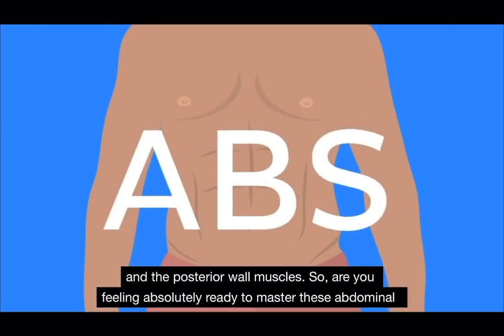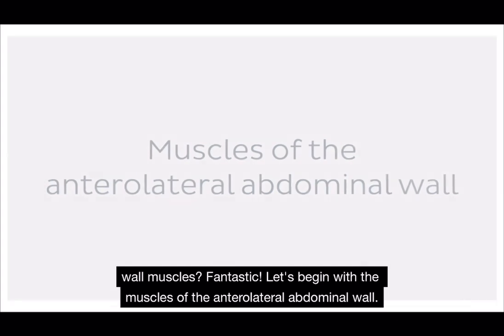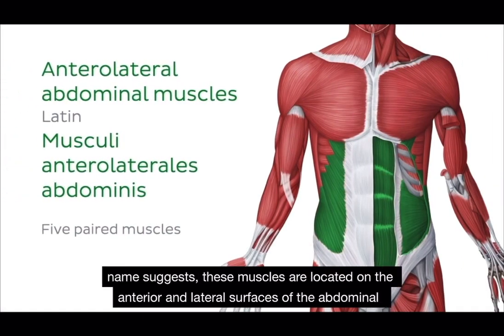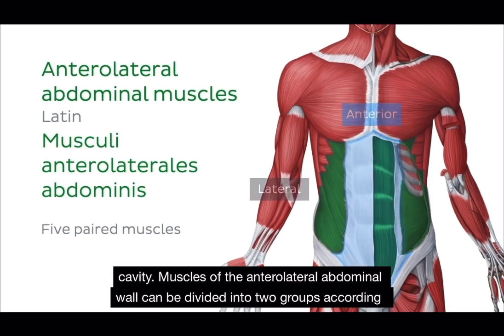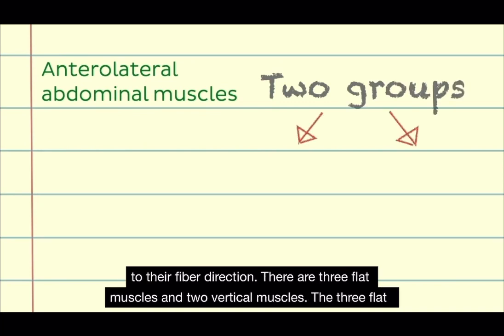So, are you feeling absolutely ready to master these abdominal wall muscles? Fantastic! Let's begin with the muscles of the anterolateral abdominal wall. There are 5 bilaterally paired muscles of the anterolateral abdominal wall, and as the name suggests, these muscles are located on the anterior and lateral surfaces of the abdominal cavity. Muscles of the anterolateral abdominal wall can be divided into 2 groups, according to their fiber direction. There are 3 flat muscles and 2 vertical muscles.